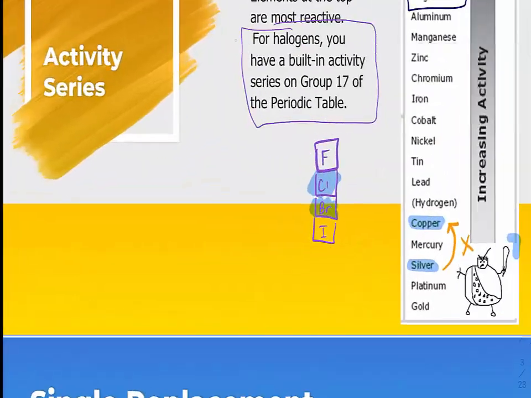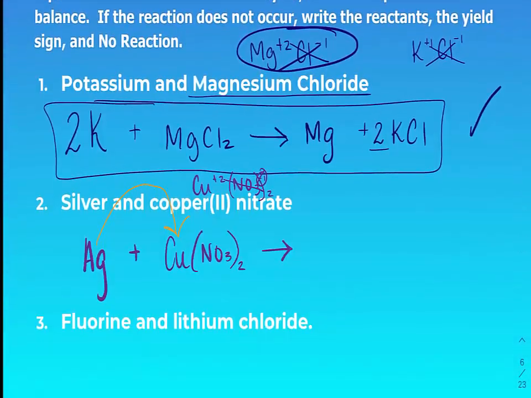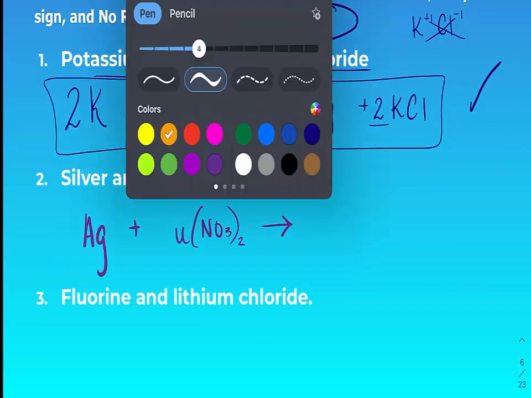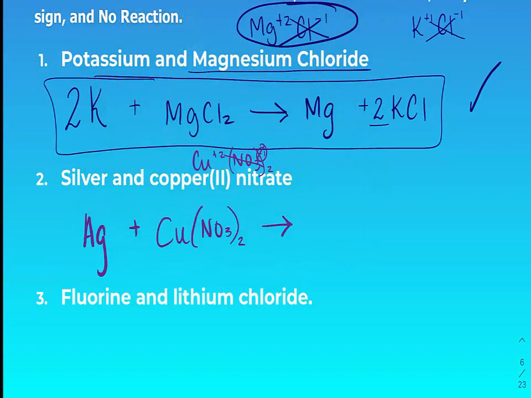So literally nothing would happen. If I put silver into a copper nitrate solution, nothing will happen. And so I literally write no reaction. I will sometimes write that as no RXN. That's our abbreviation for reaction. So that's it. If there's no reaction, you don't do anything.